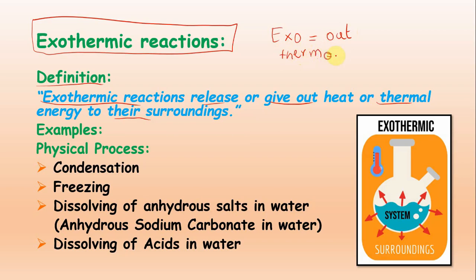So in exothermic reactions, heat energy will be emitted out, or we can say that heat energy will be released. So this is the definition of the exothermic reaction. Those reactions which give out heat energy or thermal energy to the surroundings, we can say that they are the exothermic reactions. Now look at the examples of the exothermic reactions.